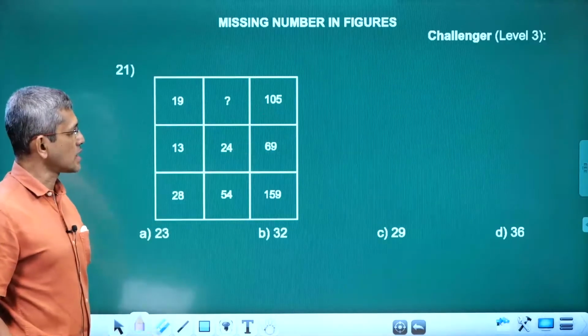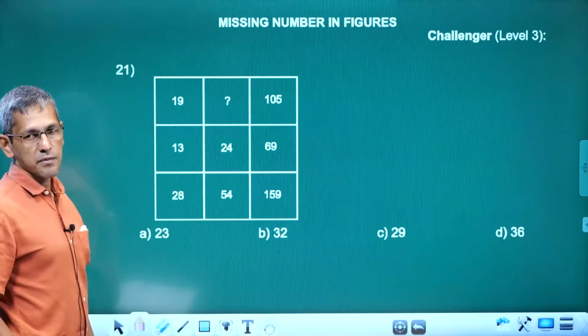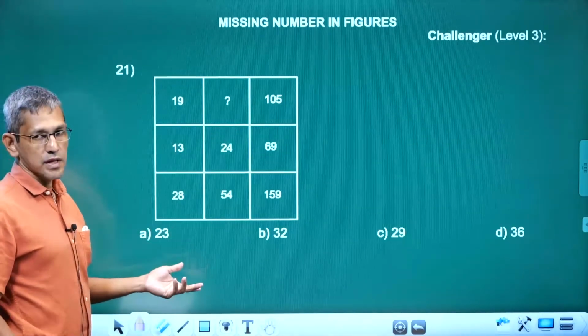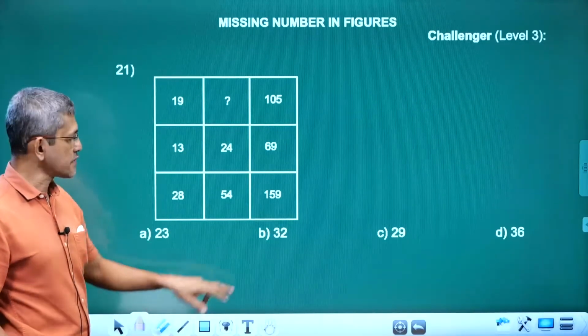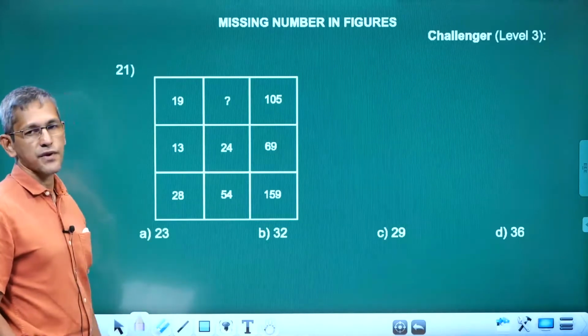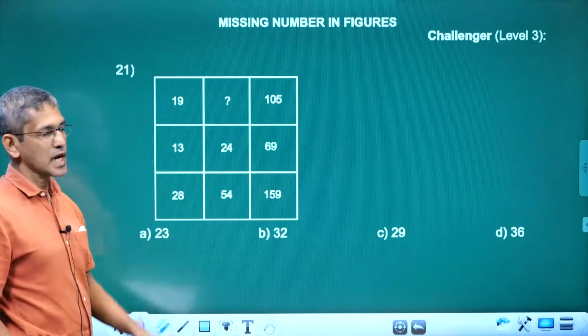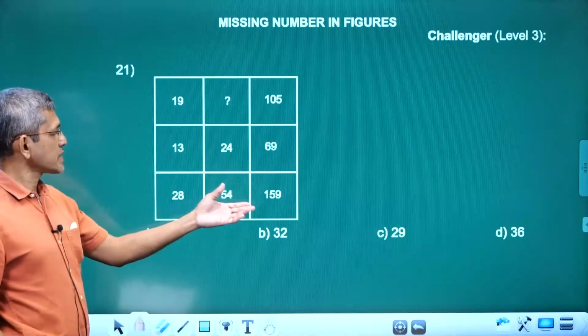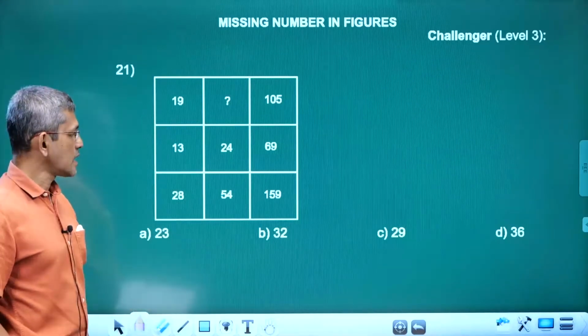105 plus 69, how much is that? Well, 105 plus 69 is 174, right? 174, and this is 159. What's the difference between 174 and 159? That is 15, correct? However, where does that 15 come from? No idea. And anything else?